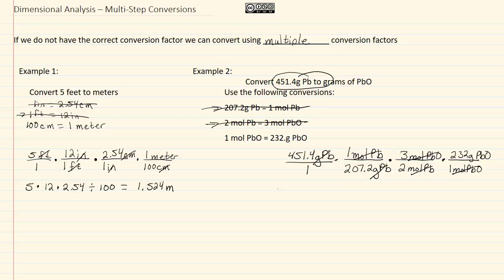So I am going to plug this into my calculator as 451.4 divided by 207.2 times 3 divided by 2 times 232. And I get 758.14. We'll round it at 3 decimal places. And that's going to be grams of lead oxide.